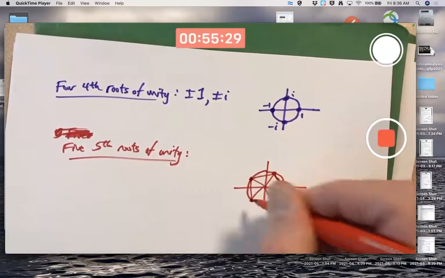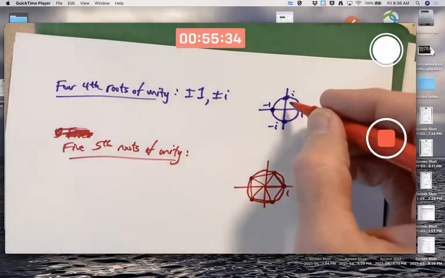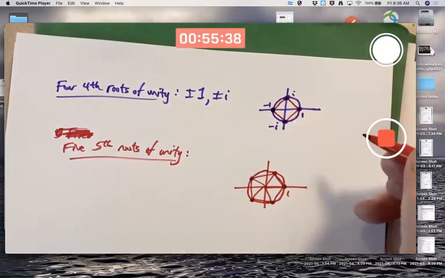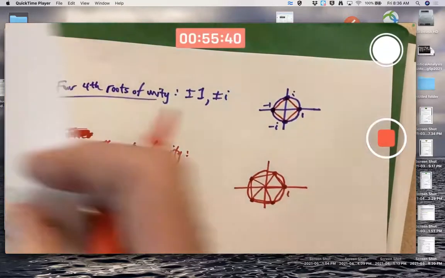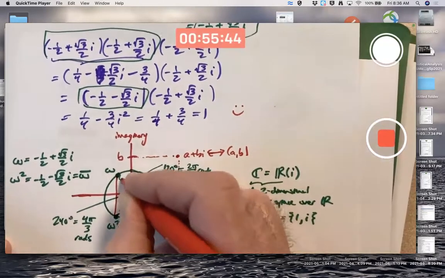Fun, fun, fun. If you connect these dots, you get a square. If you connect these dots on the previous page, you get an equilateral triangle. Cool.